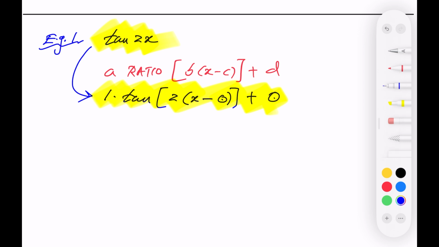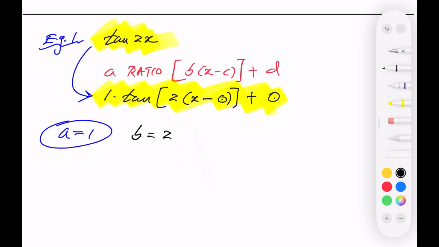So what should be your a? A is equal to 1. A is not so important when it comes to tangent and cotangent graphs. Therefore, I will just leave it as it is. What we need next is the value of b. B is equal to 2.